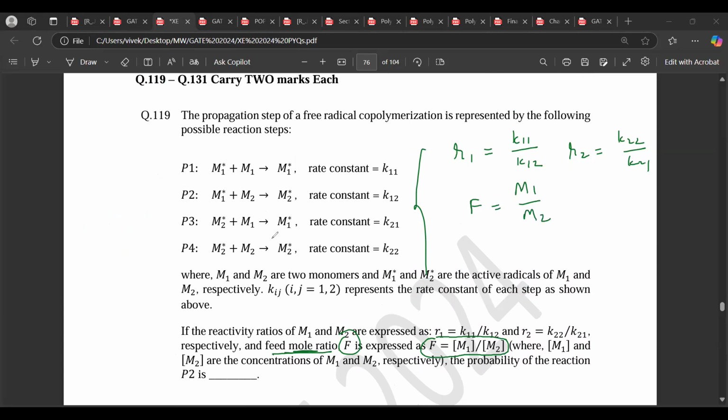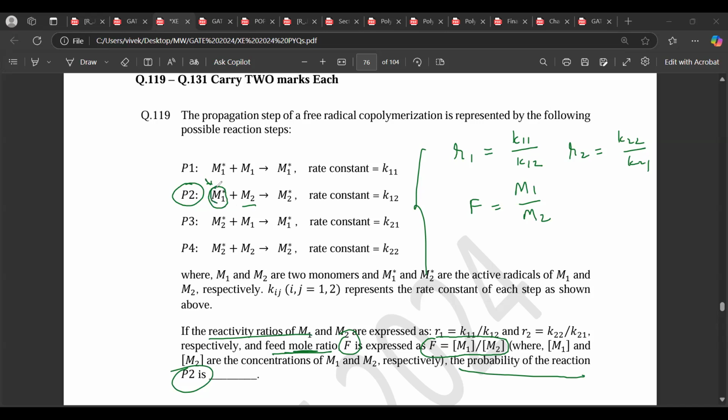Okay. Now what is the question? The reactivity ratio is already given and the feed is already given, and now it is asking for the probability of reaction P2. What is the probability of reaction P2? The probability of reaction P2 is the chance of the M1 star radical reacting with M2. Chances of reacting M1 star radical with M2.